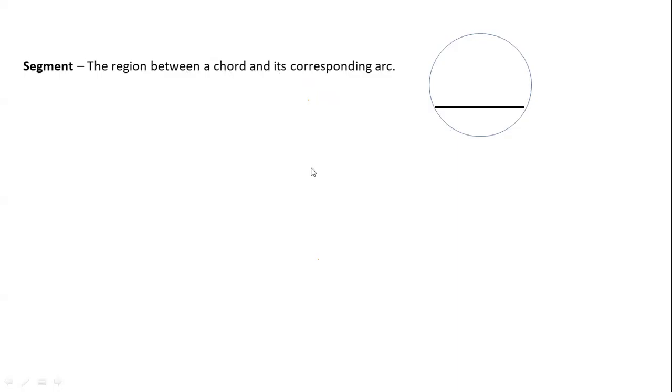Okay. The region above the minor arc up to the chord is the minor segment. Because it is the smaller portion, it is called a minor segment. Above this arc and up to the chord, this region is called a minor segment.